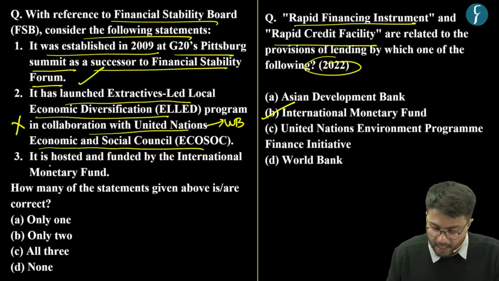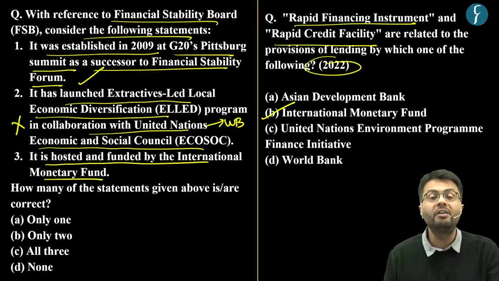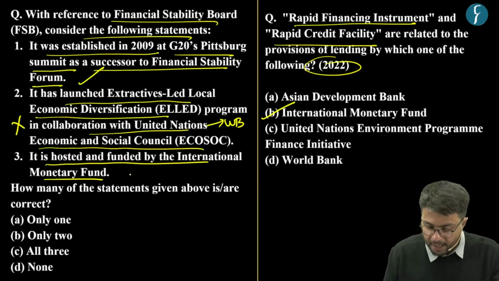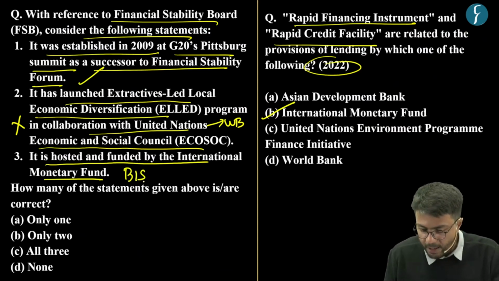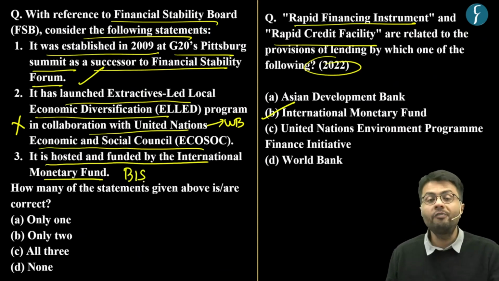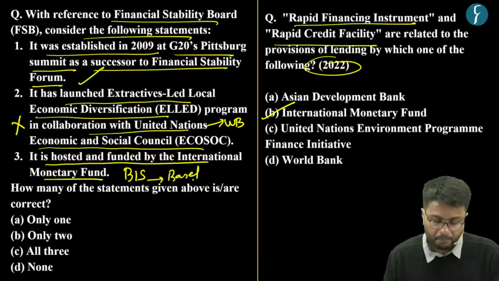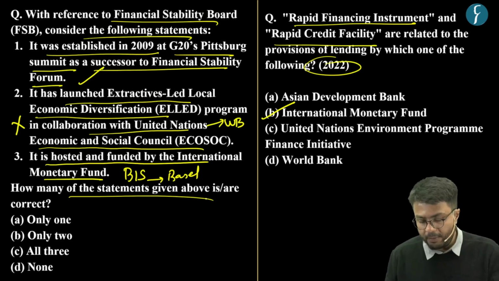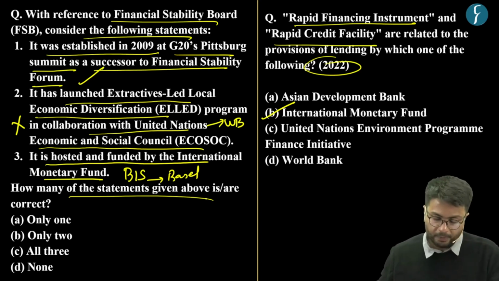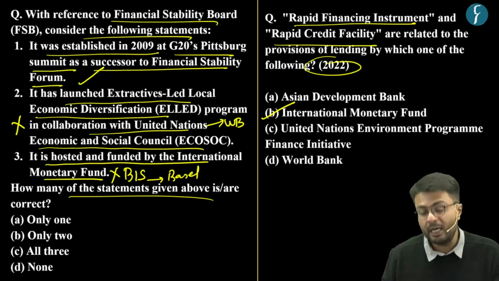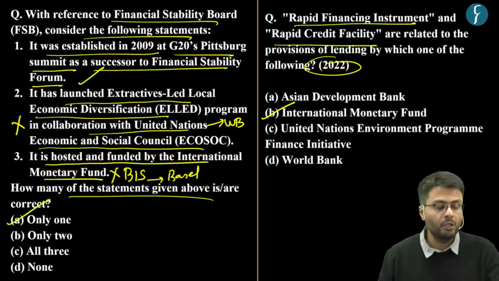Now, the third statement says that the FSB is hosted and funded by the International Monetary Fund, which we know from our discussion is an incorrect statement because it is hosted and funded by the Bank for International Settlements, which is located in Basel, Switzerland. Hence, how many of the above statements are correct? From the above discussion, we can conclude that only statement 1 is correct. Hence, option A was the right answer.